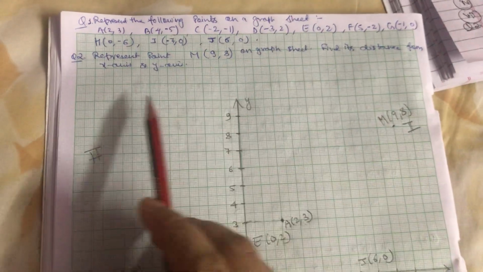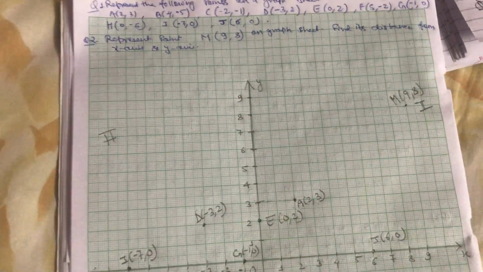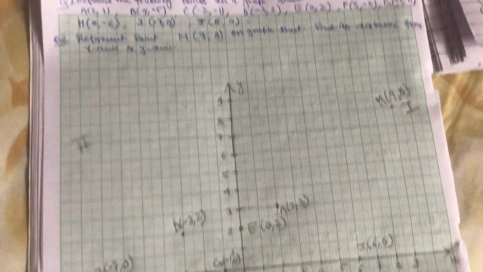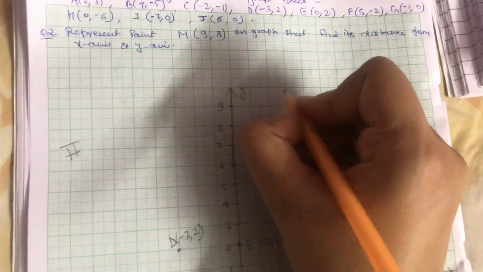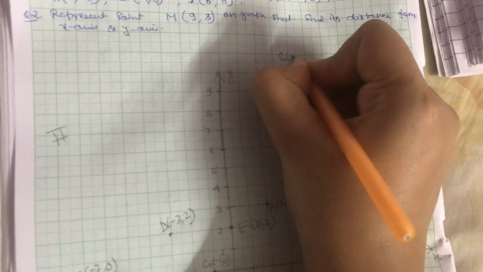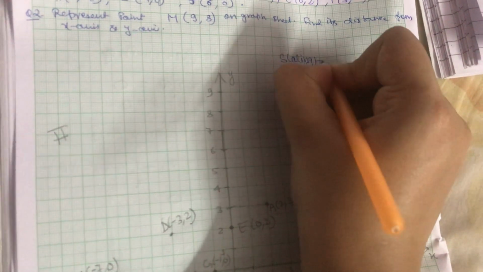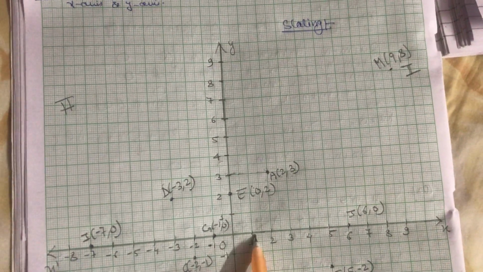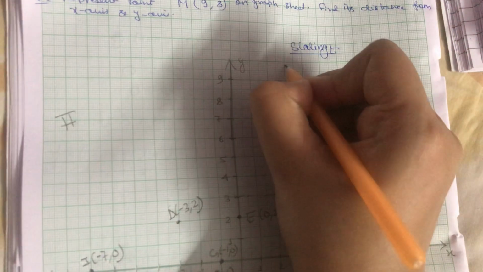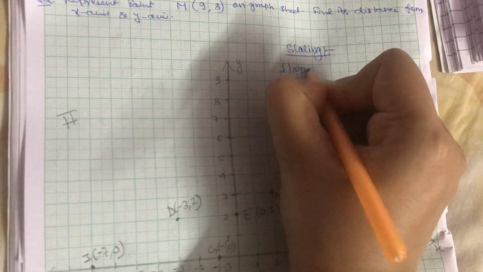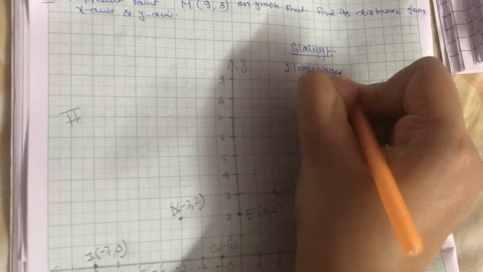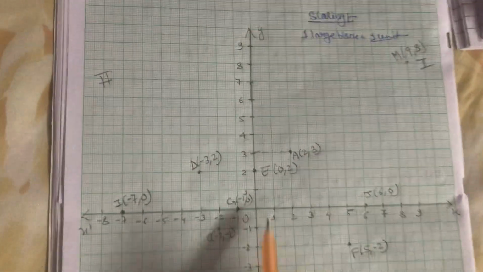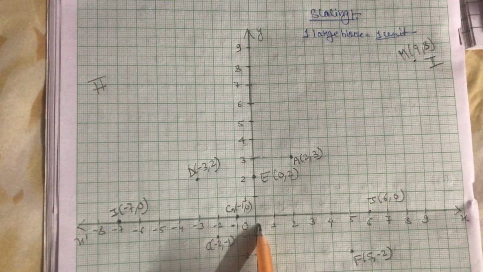Also I have to find the distance from the x and y axis, right? So the distance of point M from the x and y axis. Okay, I forgot to do the scaling here. This is the important part. Here I am taking 1 block equals 1 unit. So here I'll write 1 large block equals 1 unit. This is my scaling because 1 large block is taken as 1 unit.